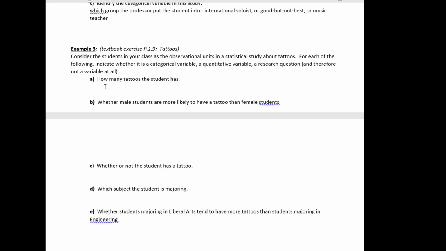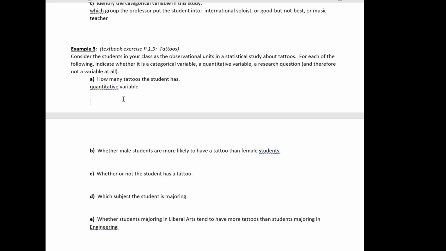So how many tattoos the student has. Notice this question, to answer it, you would walk up to each observational unit and you would write down the number of tattoos. You'd walk up to an observational unit and write something down. That must be a variable. So in this case, since the variable would be how many, it would be a number, it is a quantitative variable.